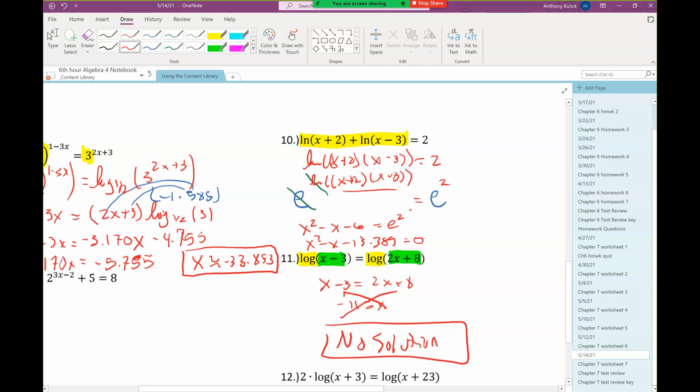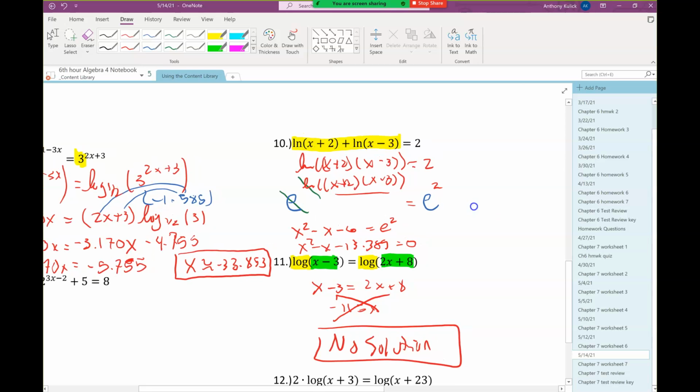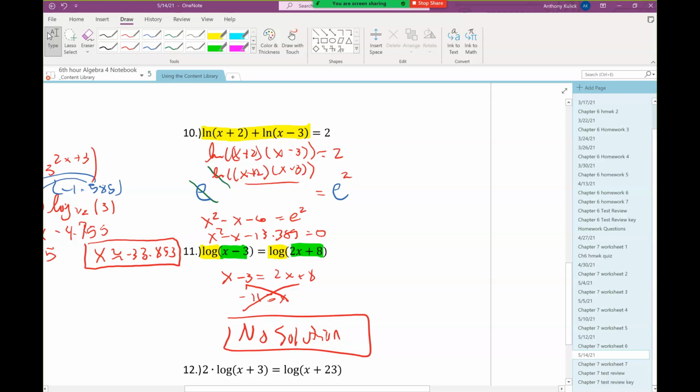And then I can use the quadratic formula from here. Since clearly with that decimal, it's not going to be factorable, right? There's no sense in even trying that. So negative b plus or minus the square root of b squared.